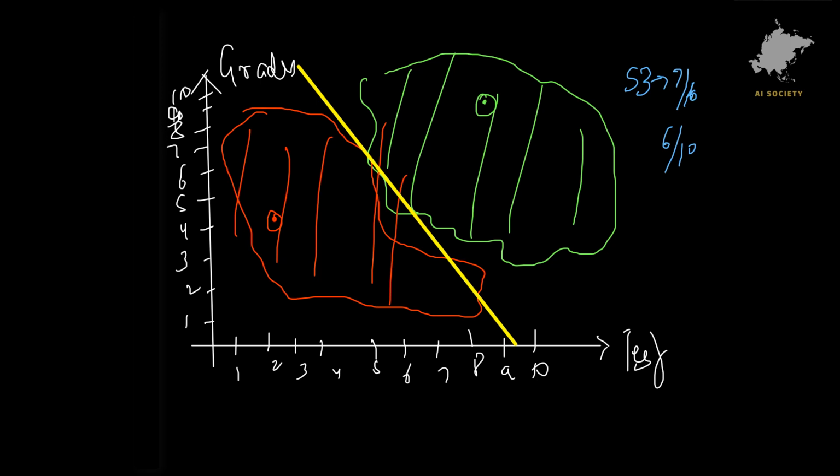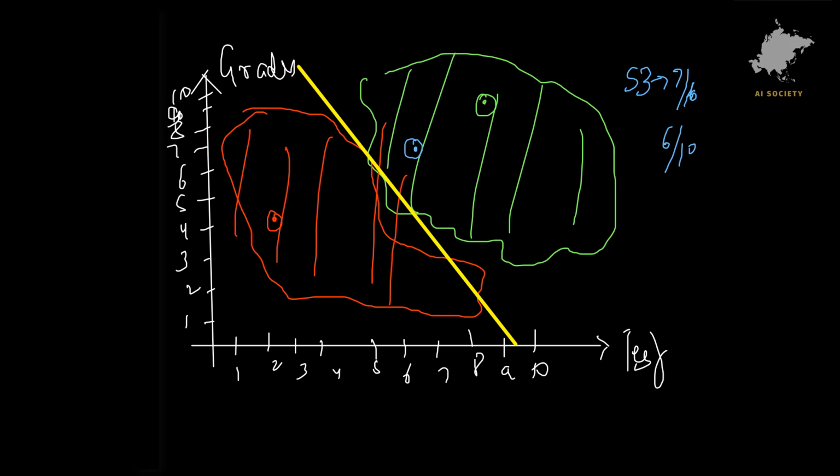Now let's see for the 7,6. So 7,6 is coming around here, and I can say that this person is going to be accepted at the university, based on the data point that we have. Based on the line that we have, we can say that the 7,6 is lying above the line. So I will say that this S3 student is going to get accepted at the university.